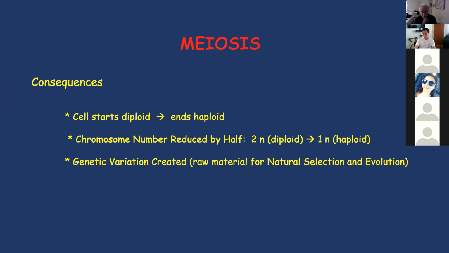And during meiosis, genetic variation is created. Now, this is very important because the genetic variation created by meiosis provides the material for natural selection to operate on and allows organisms to evolve.